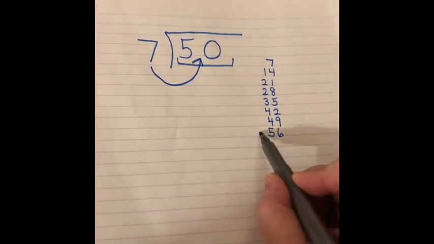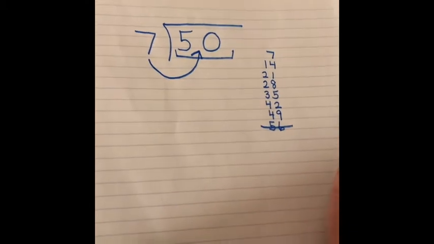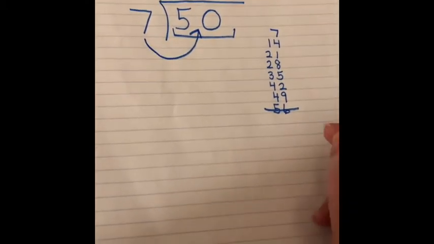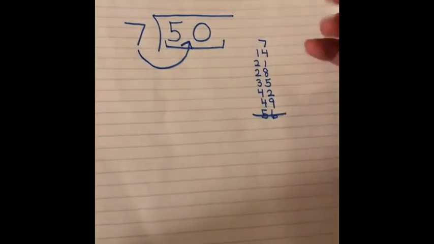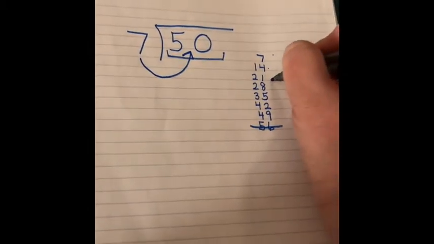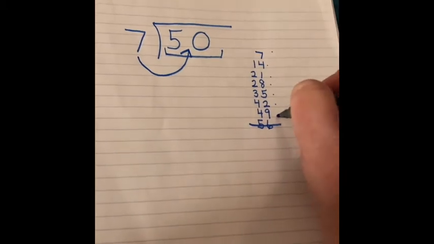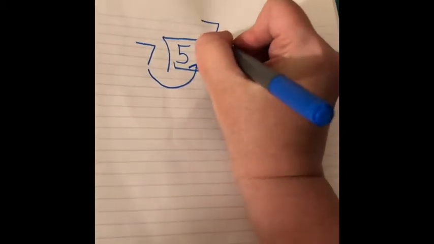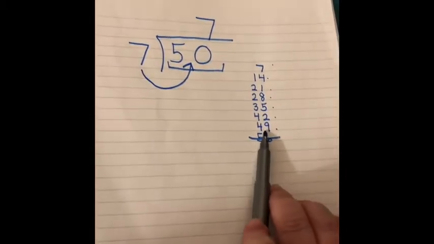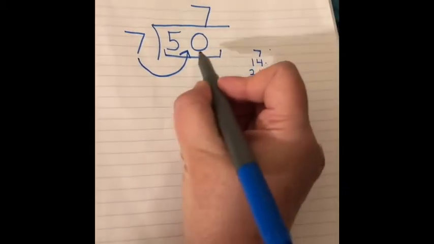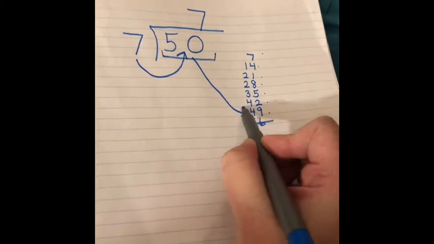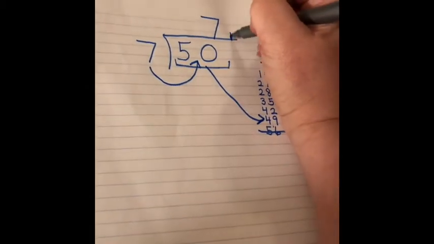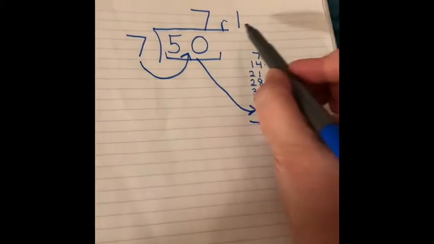Well, right here, we've shot past our target. So the most amount of times we can get 7 into 50 is 1, 2, 3, 4, 5, 6, 7 times. But that got me to 49. What's the difference between 50 and 49? There will be a remainder of 1.